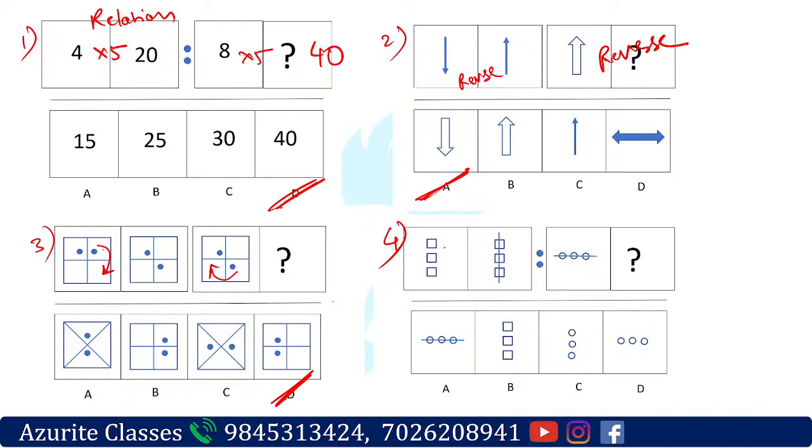Fourth one, if you see, there is an extra line added. So if this extra line goes away, that answer, sorry, answer option D here, right? Those are horizontal circles. So if you remove the line, answer option D will be the correct answer here. Okay, good.